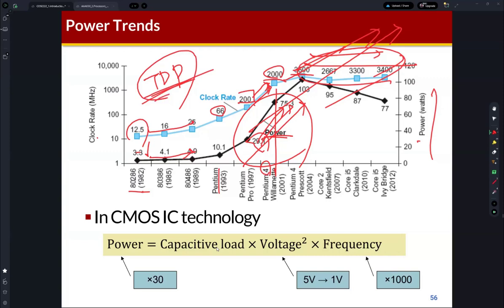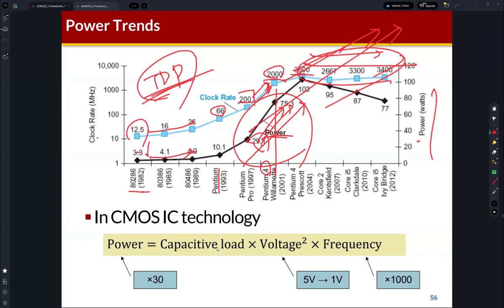So what can you observe? Power is a very critical part of CPU design. Also, the performance is influenced by power, okay? And power is a very critical design constraint. Okay, power is very critical actually. So let's see the power equation.